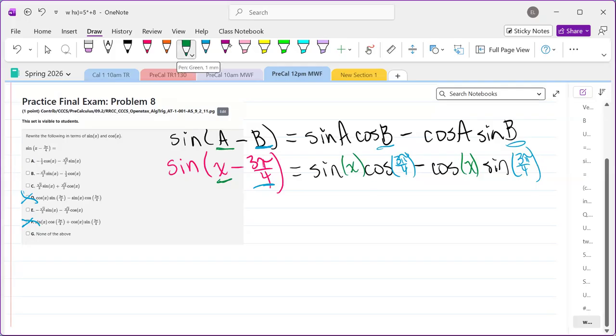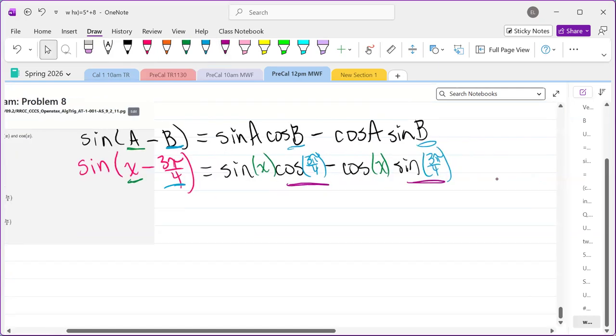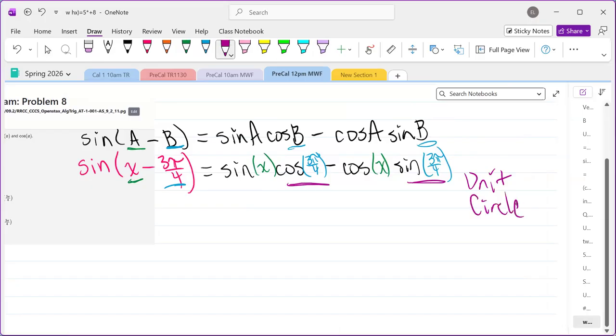So the cosine and the sine of 3 pi over 4, I can actually look those up on the unit circle. So 3 pi over 4 is in quadrant 2. So the cosine in quadrant 2 is negative. Now our pi over 4 reference angle, that's our square root of 2 over 2 triangle. Sine in quadrant 2 is positive, so that's positive square root of 2 over 2.